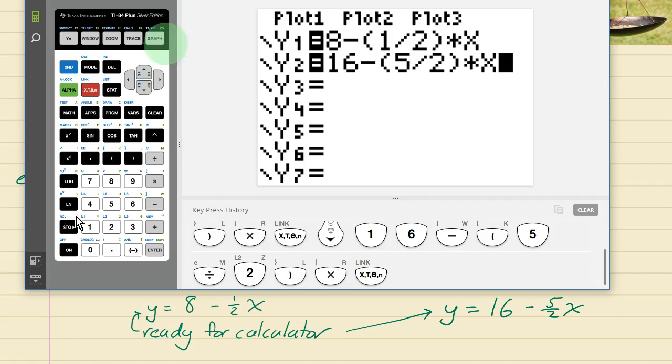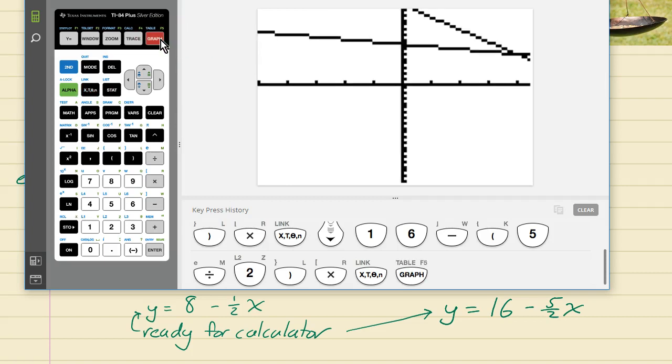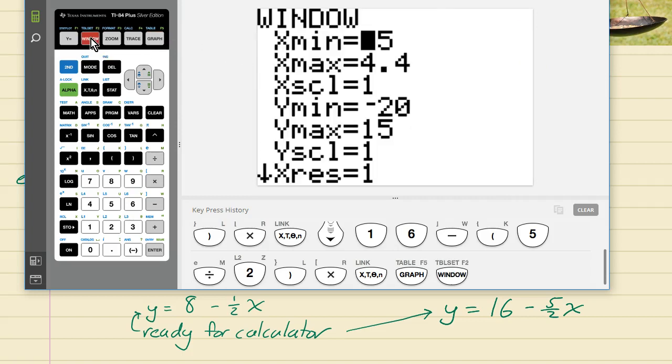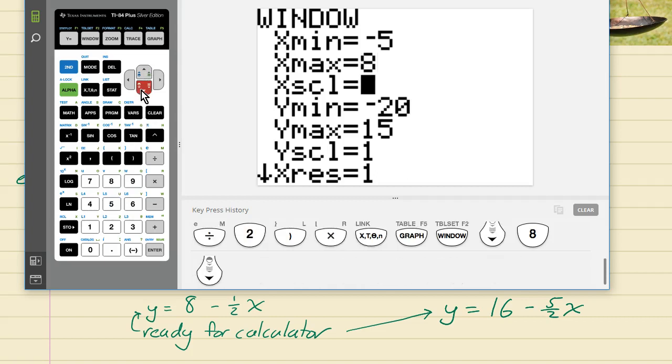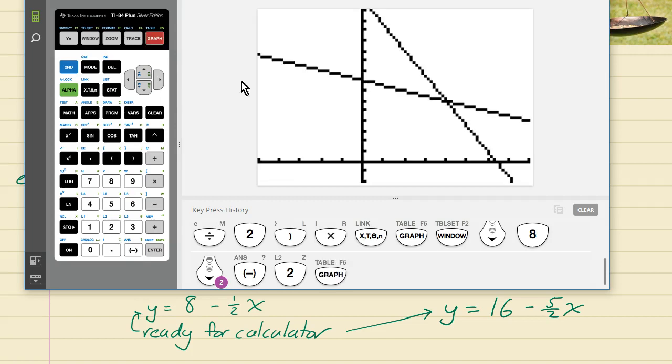So we can graph it now and see what it looks like. Okay, we get a decent graph over here. I want to be able to focus on this area a little bit, so I'm going to mess with the window. Window button. I want the X max to be a little bit bigger so I can see farther to the right there. So let's make that be, I don't know, 8 should be good. It was already good enough, and we don't really need to go this far down. Let's try that again.